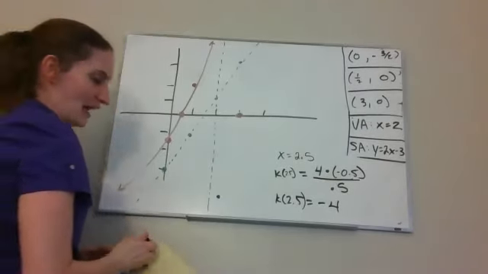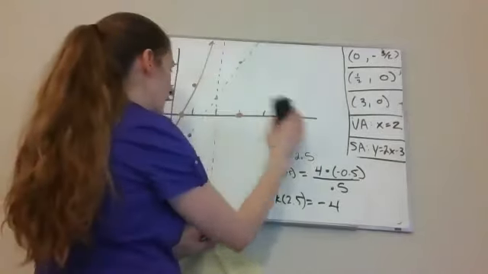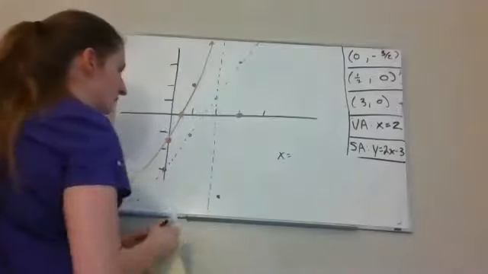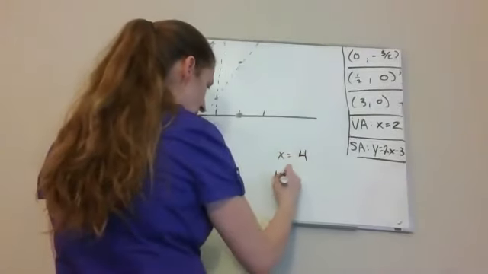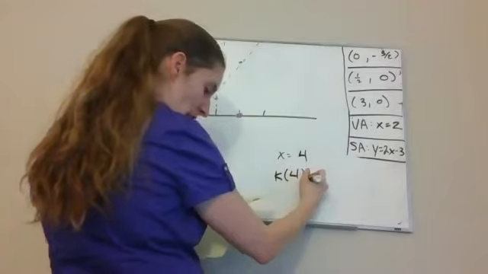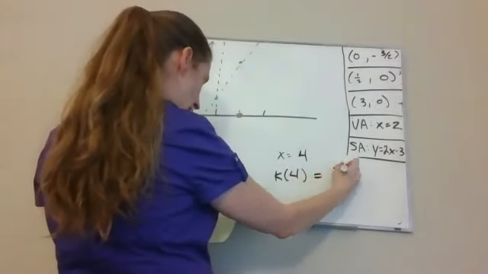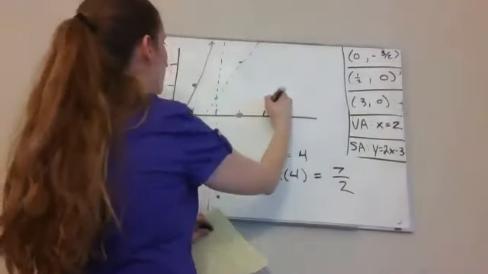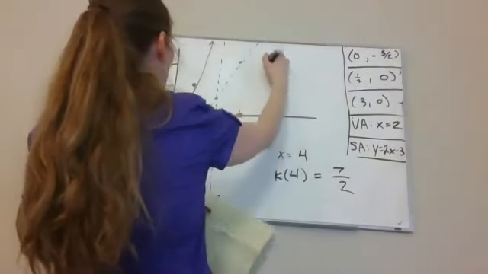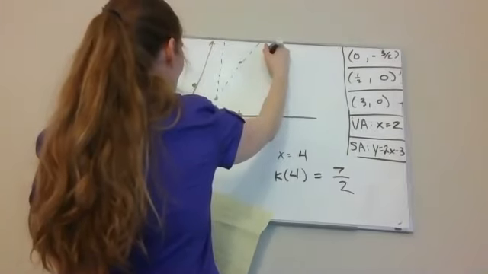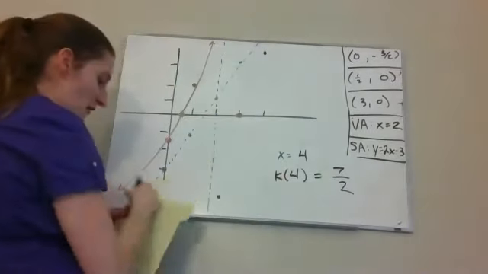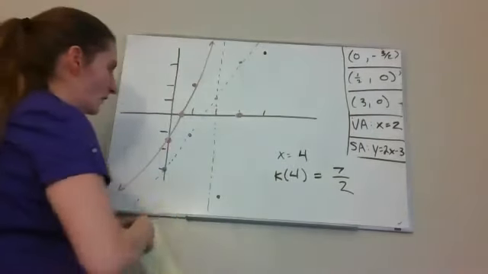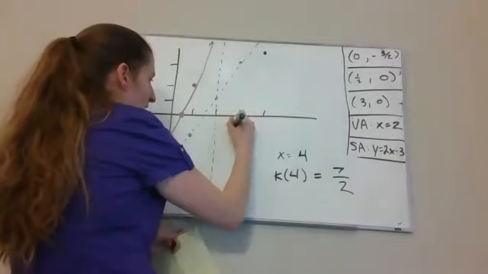Now, if I plug in x equals 4 to get one more point, my k of 4, if you plug it all in and simplify, you will get 7 over 2, which is the same thing as 3.5. So there's 3.5-ish, somewhere up there.